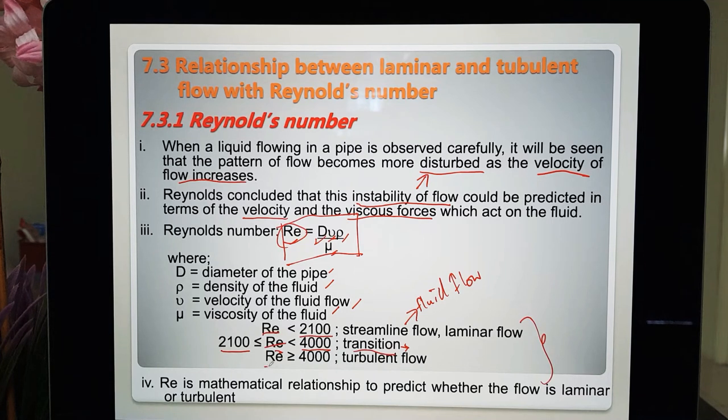When we calculate the value of Reynolds number and the answer is greater than 4000, then we can summarize that the flow of the fluid is considered turbulent flow, meaning that the velocity is very fast, so the fluid flow is more disturbed. So the Reynolds number is a mathematical relationship to predict whether the flow is considered laminar flow or turbulent flow.